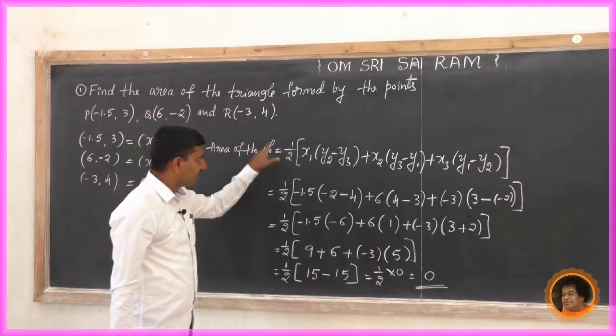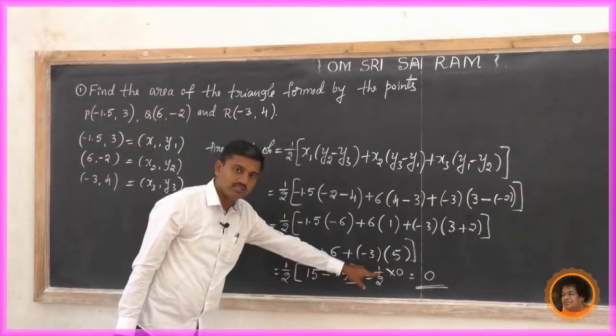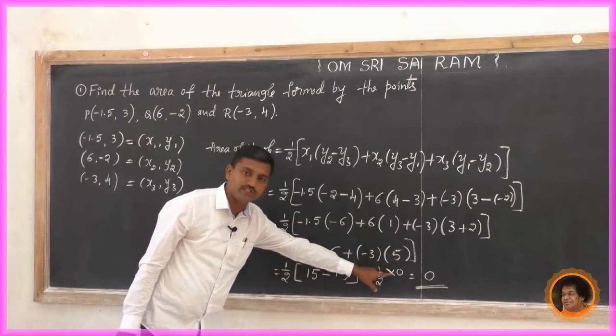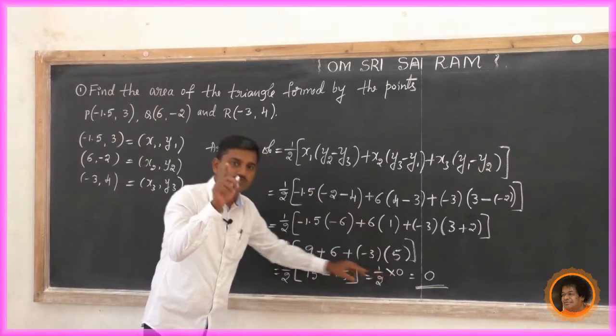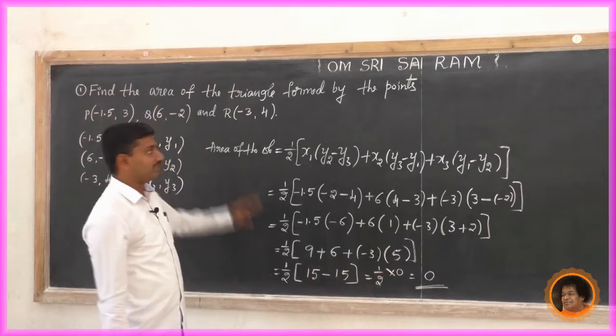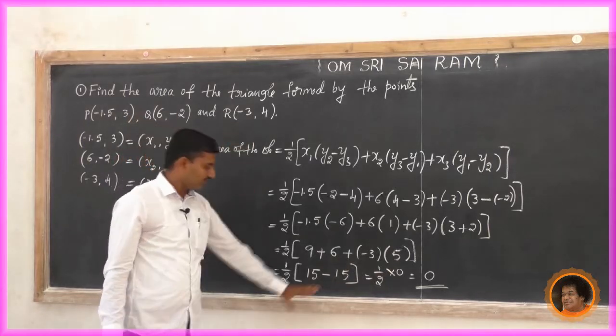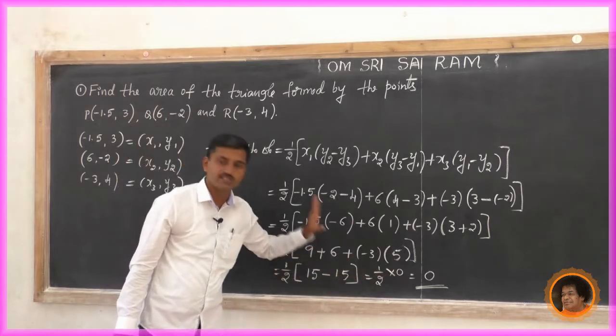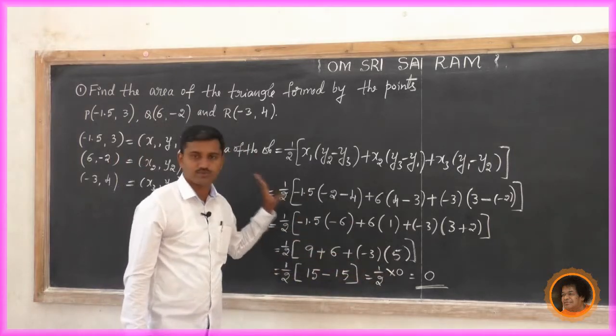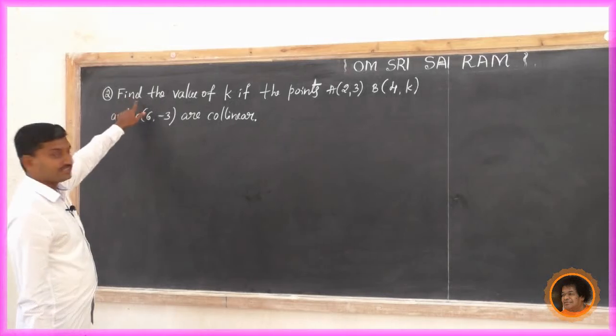So what is the meaning? If the area of the triangle is 0 square units, what does this mean? The three vertices of the triangle are collinear. So this is the answer. The area of the triangle is 0 square units. So in this question, next we pass on to the next example.